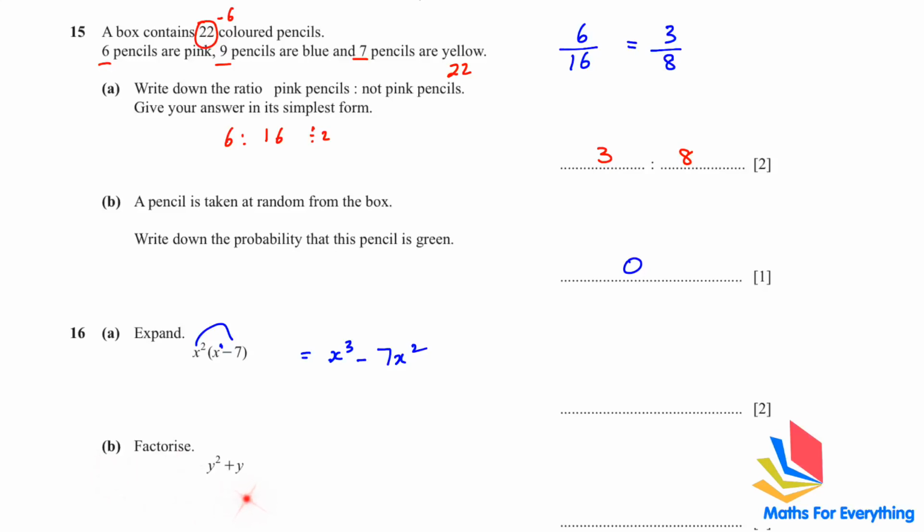Part B, we have to factorize y squared plus y. Y squared means there are 2 y's, plus y. So this y is common, we factorize it. We are left with y plus 1.